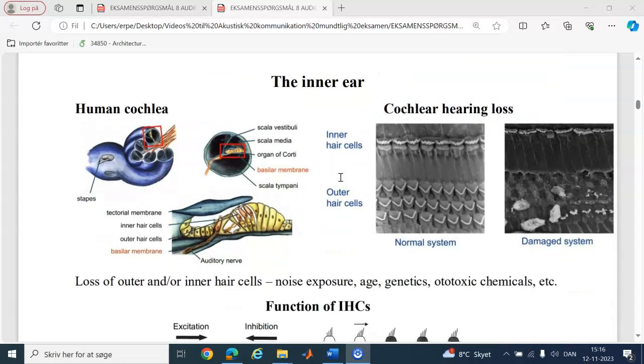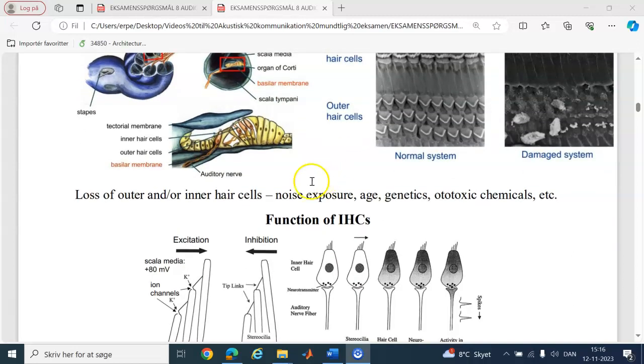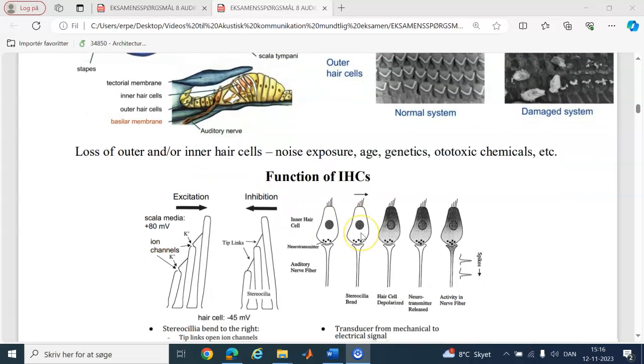The inner ear. Okay, we have the cochlea with the membrane and this organ of Corti, as I talked about before, with the basilar membrane between. We have the scala vestibuli with liquids, scala media and scala tympani, and between scala media and scala tympani there is the basilar membrane. Okay, cochlear hearing loss is because of inner hair cells and outer hair cells. The normal system is great, but after damage from exposure to noise or age, those hair cells are damaged. Loss of outer and or inner hair cells: noise exposure, age, genetics, ototoxic chemicals, and so on.